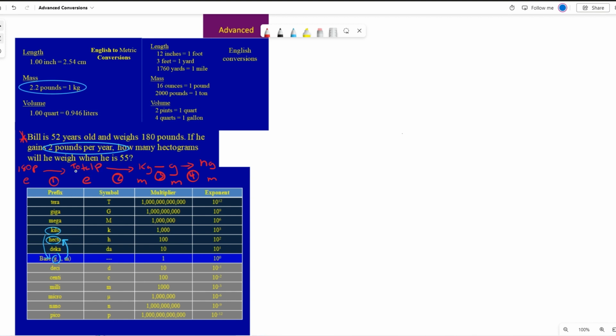So the first thing that we want to do is realize he's going to be 55 years old. Put a Y there for years. He's initially 52 years old, so if we find out how many years went by, it's going to be 3 years.